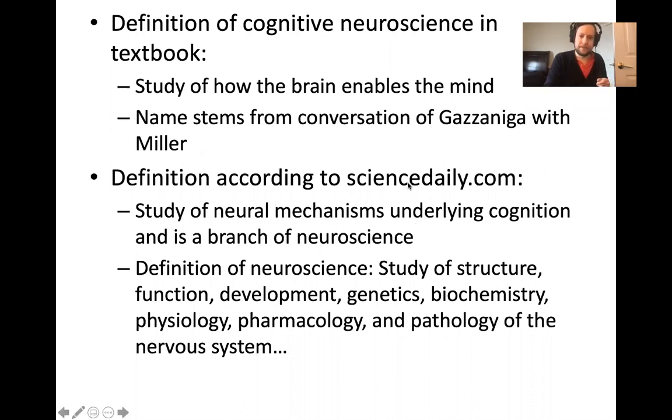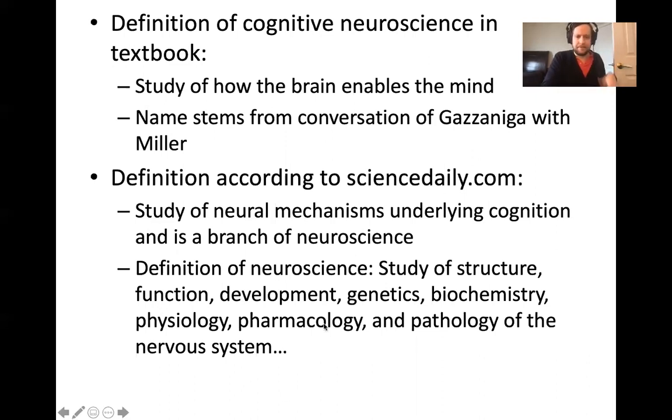So the definitions from ScienceDaily.com, which is just a website, kind of like an encyclopedia of different science fields. They define it as the study of neural mechanisms underlying cognition, and it is a branch of neuroscience. That's a fine definition. I kind of just think of it as the biology of the mind, biological things that influence or support the mind and behavior.